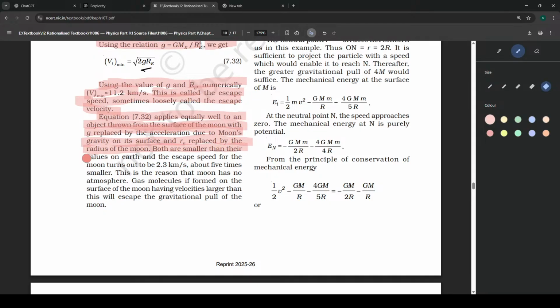Both are smaller than their values on earth, and the escape speed for the moon after substituting the constants should be 2.3 kilometers per second, about 5 times smaller. This is the reason that the moon has no atmosphere. Gas molecules formed on the surface of the moon having velocities larger than this will escape the gravitational pull of the moon.